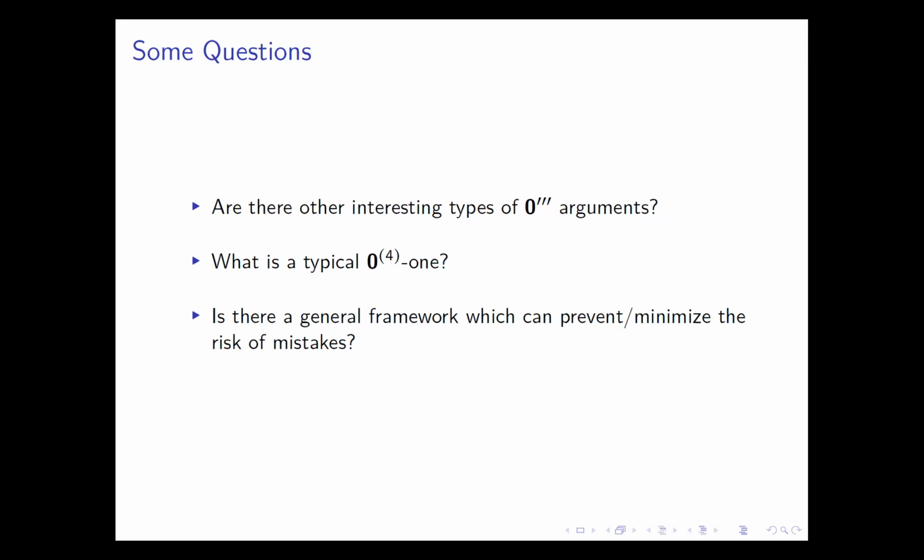And the last question: who is BCLS? Okay, so George Barmpalias, Mingzhong Cai, Steffen Lempp, and Ted Slaman. Oh, I see. Thank you. Thank you a lot.